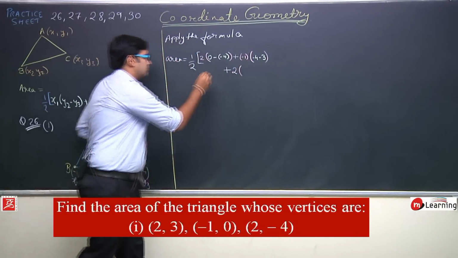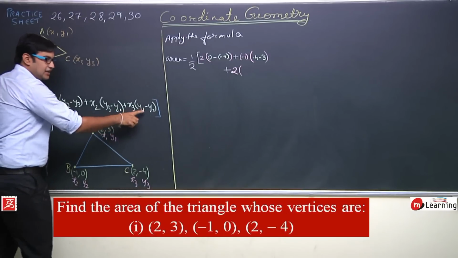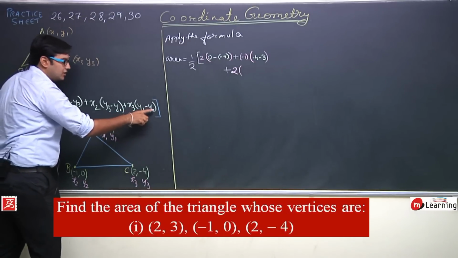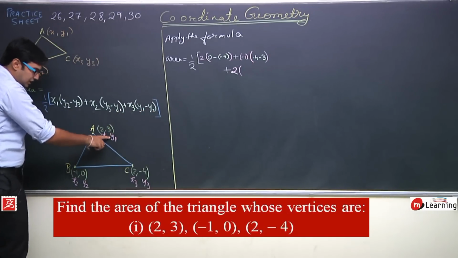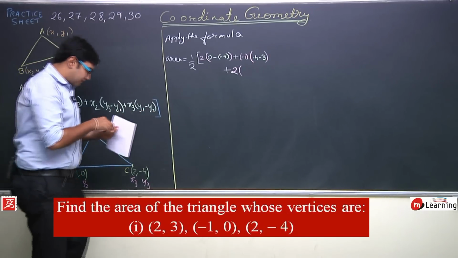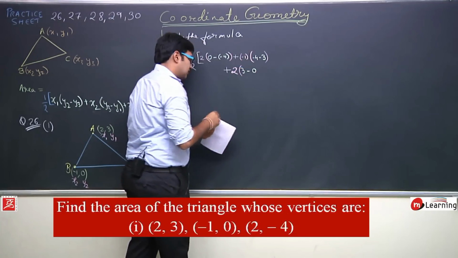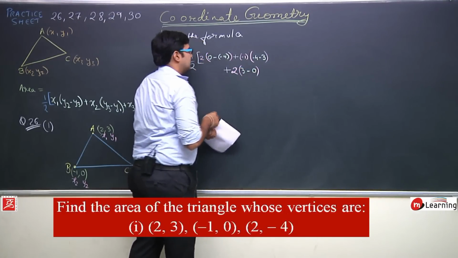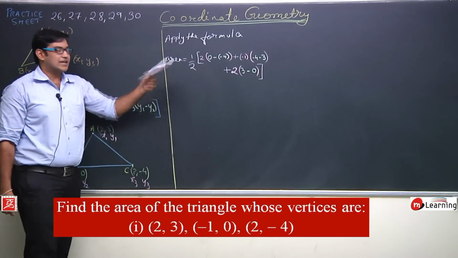So I am going to write here plus x3 is 2, and then in the bracket you have y1 minus y2. So y1 is 3, and y2 is 0. So y1, that is 3, minus y2 is 0. So this is bracket close, and this will be the area of the triangle. Now what you need to do, just calculate it.